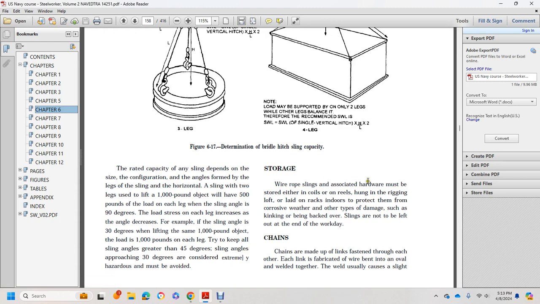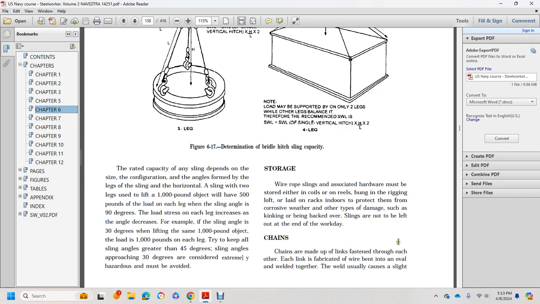Storage. Wire rope slings associated with hard rope must be stored on coil reels hung on a rigging rack indoors, to protect them from corrosion or other types of damage such as kinking or being backed over. Slings are not to be left out at the end of the workday.